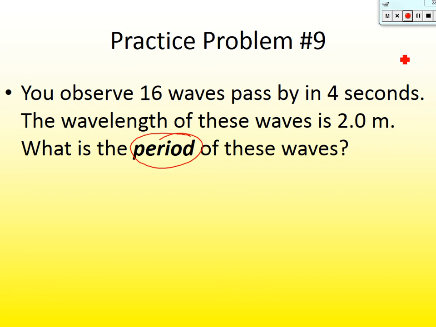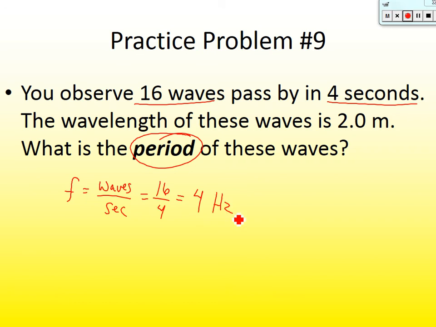Okay, so if you're trying to find the period of the waves, here's how I would go about solving this problem. We need to find frequency. Frequency is waves per second. How many waves went by, guys? 16. Yeah. 16 waves in how much time? 4 seconds. So couldn't I do 16 divided by 4? Yep. What is that? 4. That's 4 hertz.